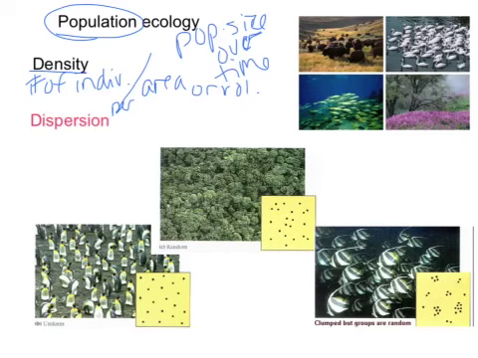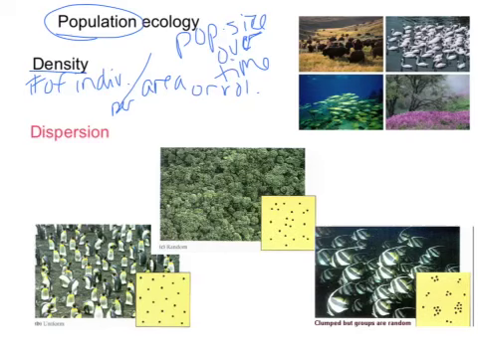Another thing that can affect that is dispersion. Okay? Dispersion is basically just how the organisms are spaced out. They're spread out throughout the population. So remember, your population is going to be the organisms of the same species in one particular area. And so your dispersion is how they are spaced out within that actual population, within that actual area.